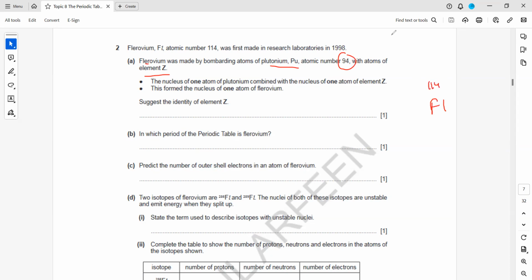How is this element created? It is created by plutonium, which is 94, and another element Z. What will be the proton number of Z? The proton number of Z, because we want the total to be 114. So if this is 94, what should be Z? That should be 20, because 94 plus 20 makes 114. So this element Z should have an atomic number 20. Which element in the periodic table has atomic number 20? That is calcium. So Z should be calcium.